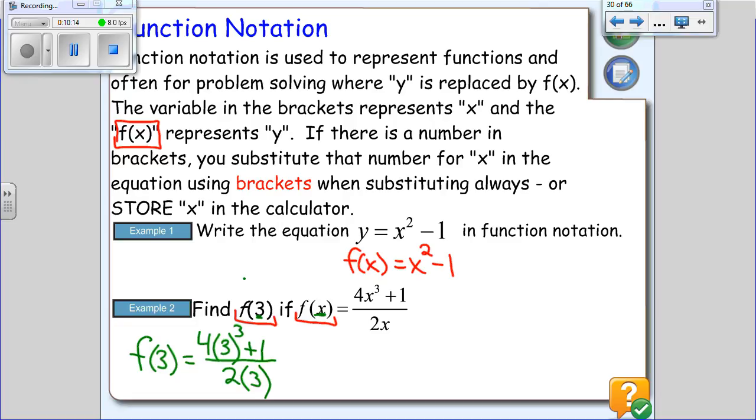At this point, all you have to do is calculate it. So f of 3 equals 3 cubed is 27. 27 times 4 is 108, plus 1 is 109. So 109 divided by 6.